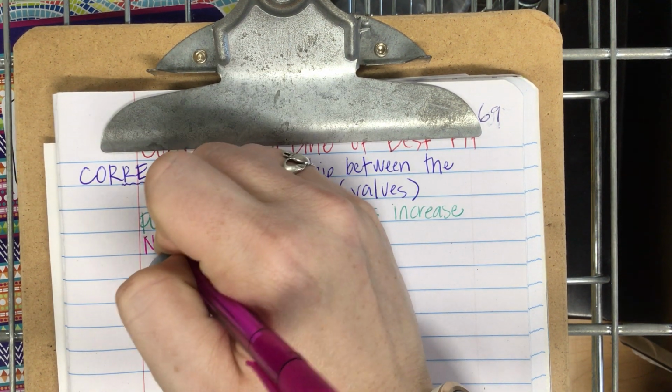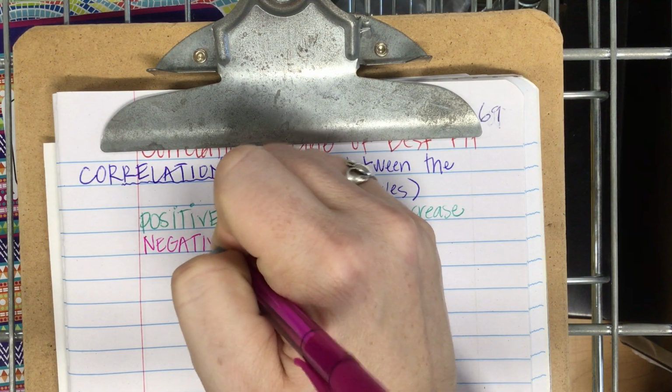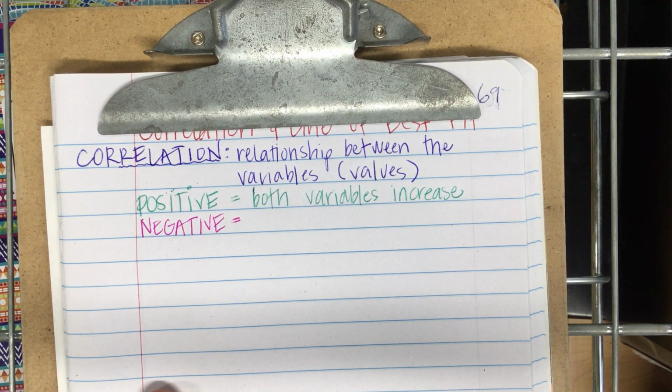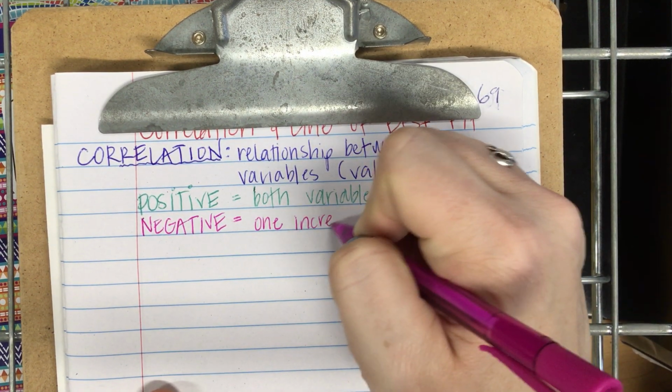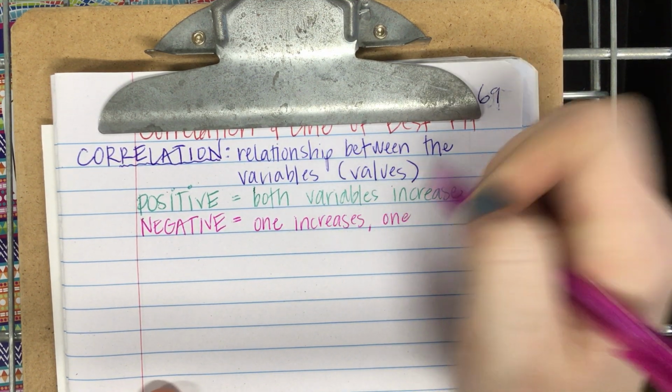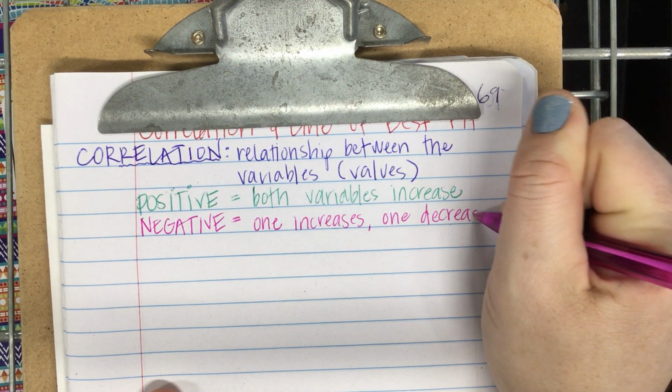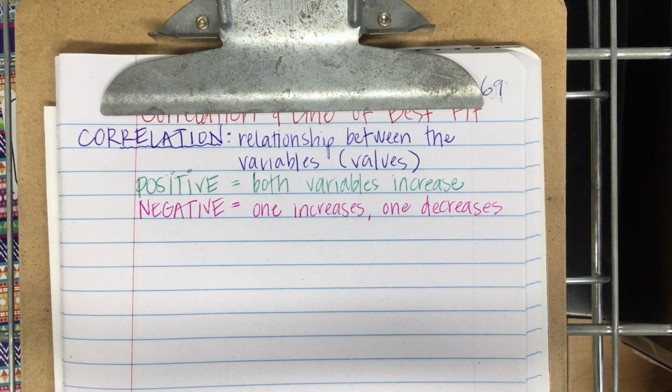There's a negative correlation, which is where one increases and one decreases. The number of people who attend the movie. The more people who go see the movie, the fewer empty seats. One increases, one decreases. It's a negative relationship.